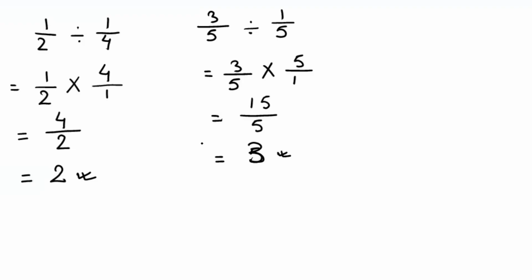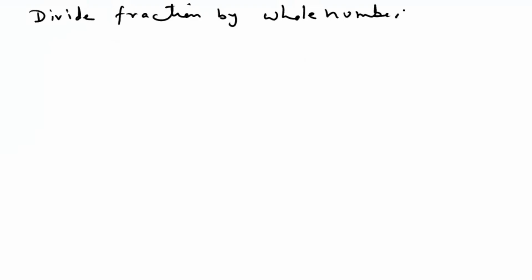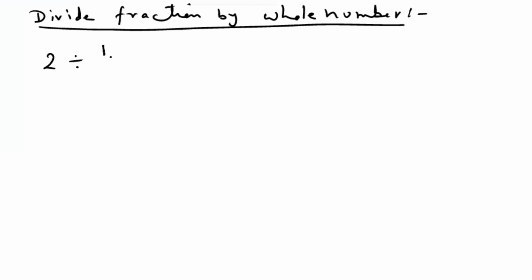Now we have to see how we can divide a fraction by a whole number. Earlier we were doing the division of a fraction by a fraction. Now we will see how we can divide by a whole number. For example, 2 divided by 1/4. 2 is a whole number and 1/4 is a fraction.